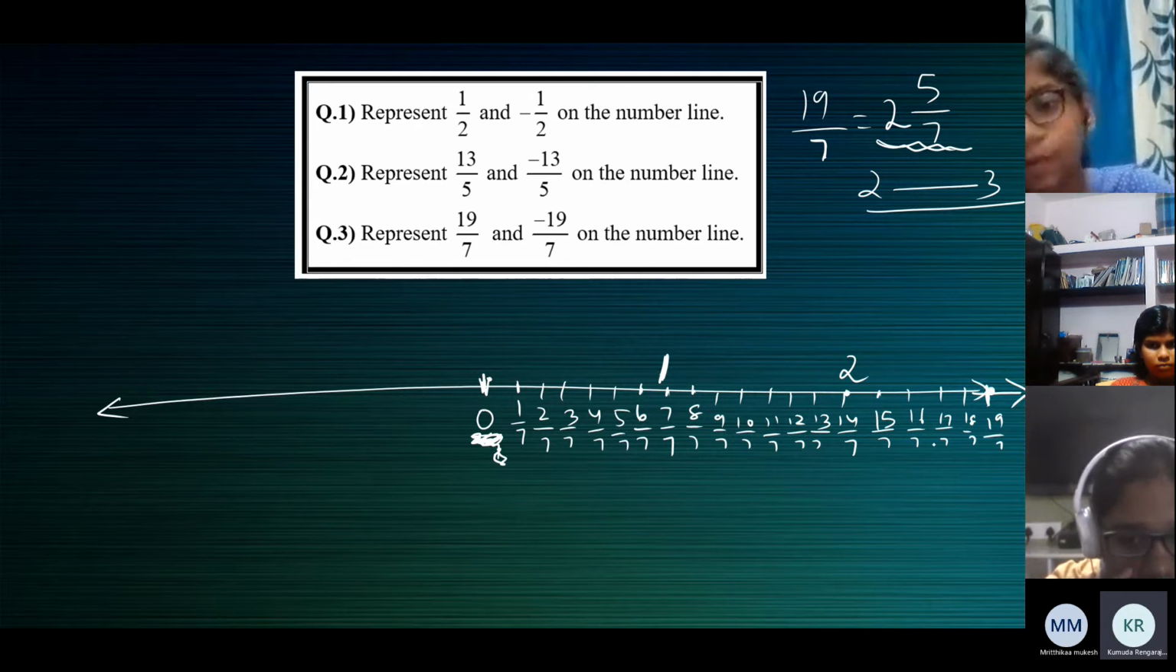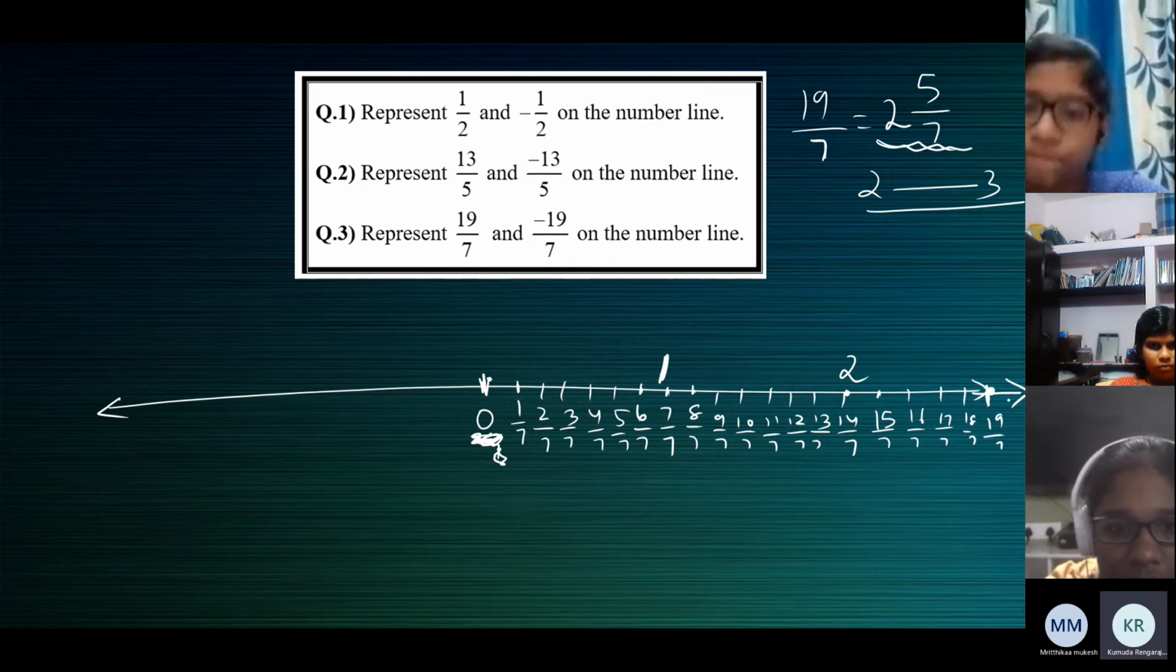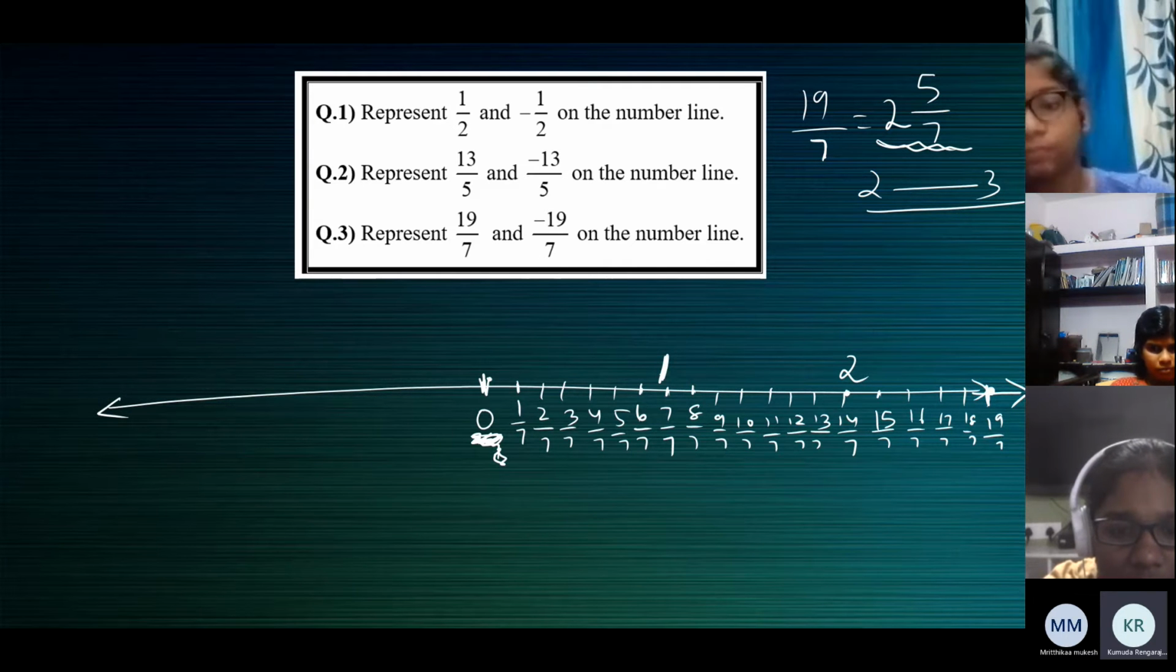So this is the position of 19 by 7. After that, you can just write two more: 20 by 7 and 21 by 7. That 21 by 7 is 3.